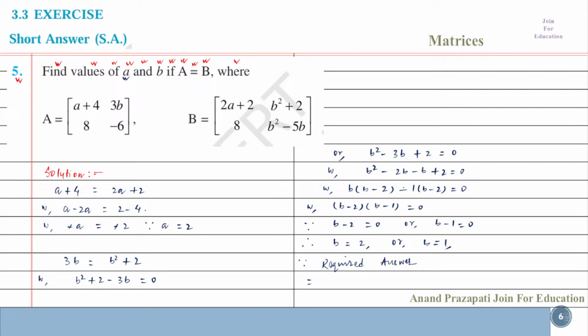A equal to 2, and B equal to 2, or B equal to 1. So this one will be the answer of this question.